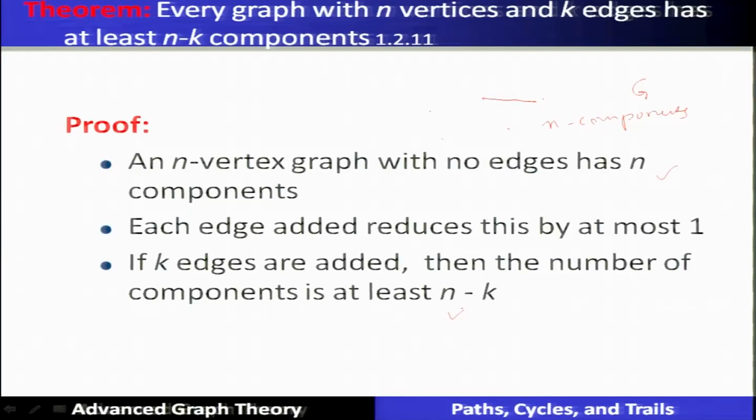That is quite obvious. So again I am repeating, when an edge is added, the number of components is reduced by at most 1. So the number of components will be at least n minus 1. Similarly, if k different edges are added, then the number of components will be reduced by at most k, and hence the number of components will be at least n minus k, and hence this proves this particular theorem.